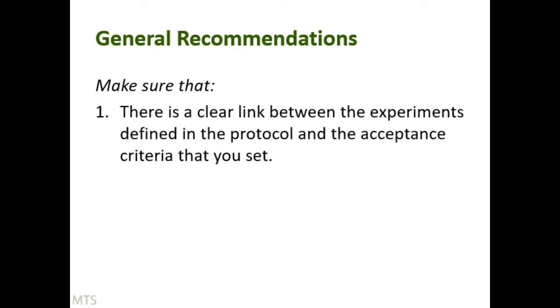The first one is that you have a clear link between the experiments you design and the acceptance criteria that you set. That sounds really obvious, doesn't it? But I review a lot of validation protocols, and very, very often there are things in there that just don't make sense. There is no clear link, or there are experiments that are being done, but there are no acceptance criteria associated with them. And then you say, but why are you doing that? And the answer is, not really sure. I don't really know. So that's number one.